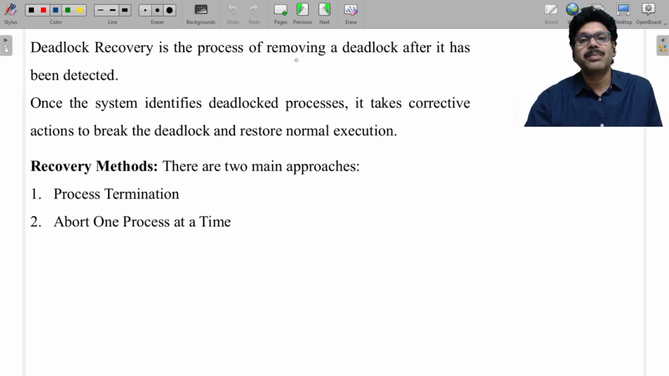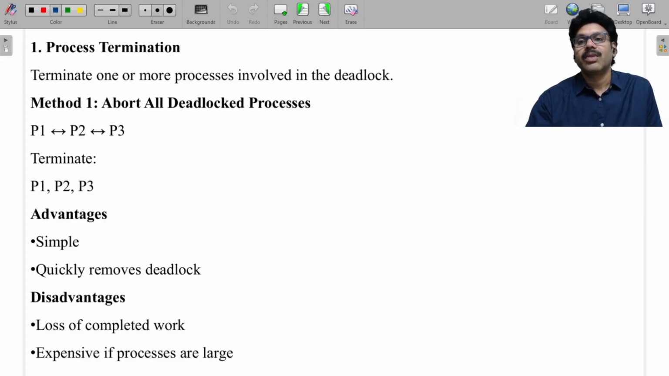So deadlock recovery is the process of removing the deadlock once it is detected. Once the system identifies deadlocked processes, it takes corrective actions to break the deadlock and restore normal execution. So there are two varieties of recovery methods. One is process termination. The other one is abort one process at a time. Process termination is nothing but terminating one or more processes that are involved in the deadlock.